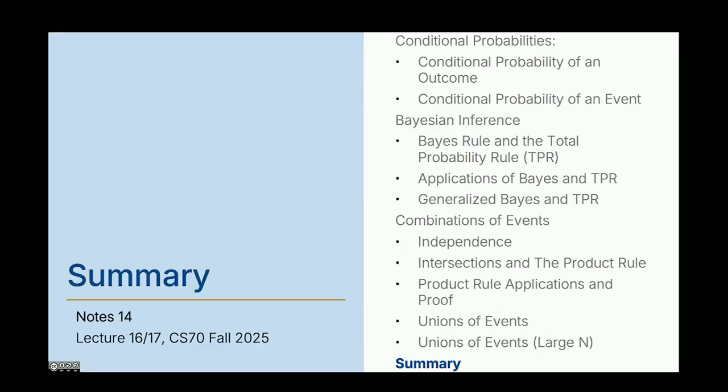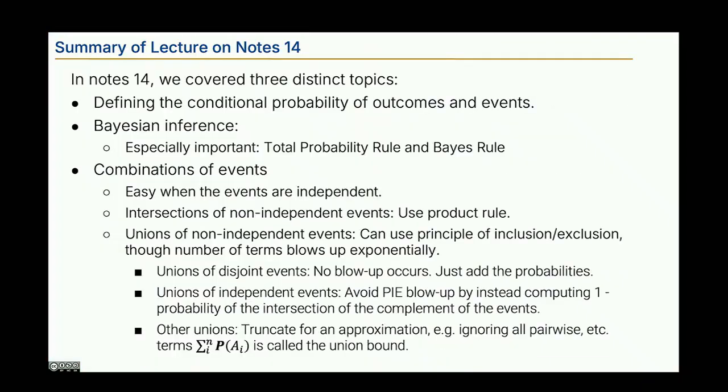Okay, so summarizing the end of notes 14, we got 3 distinct topics. The first thing was we defined the conditional probabilities of outcomes and events. We got definition 14.1 out of that. That was great, right? We got the thing that we used, that the probability of an intersection is the probability of one thing times the probability of the other thing given the first thing. Maybe that's useful for me to say out loud. That was the first big thing we got. The second thing we got was Bayesian inference, which gave us Bayes' rule and the total probability rule.